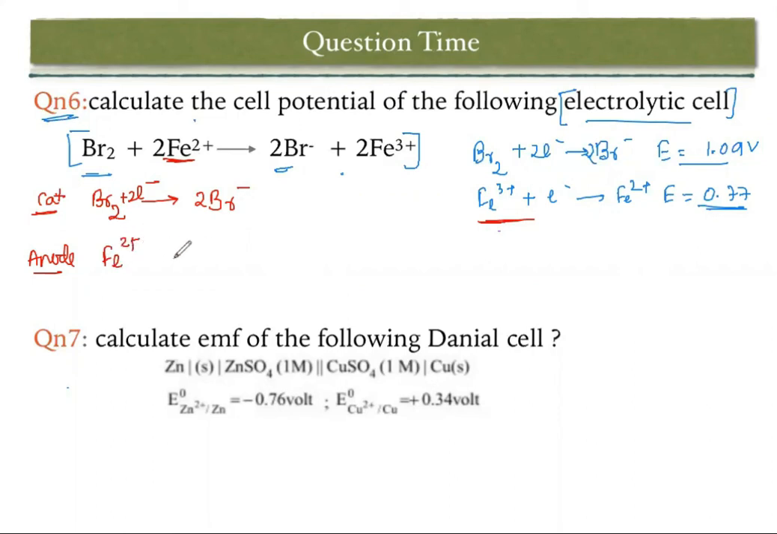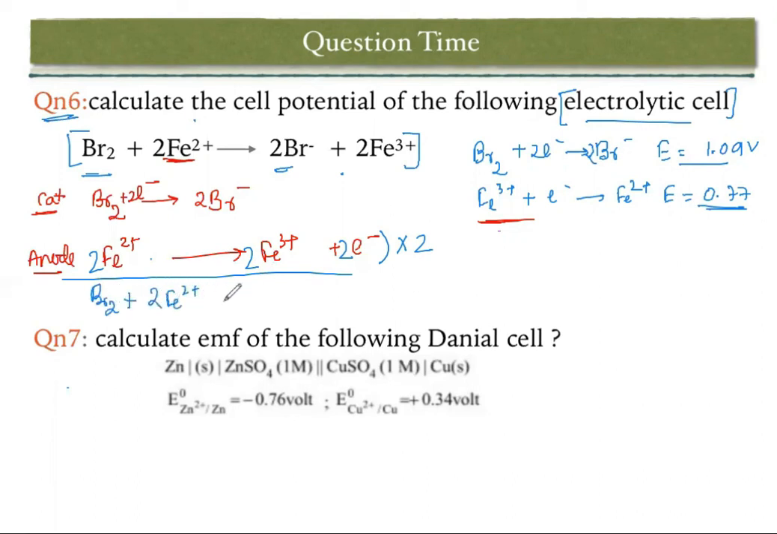Fe2+ to Fe3+ plus 1 electron. Now as the number of electrons are not balanced, we have to balance the equation. To balance the equation, multiply it by 2. So here it is 2, 2 and 2. Now you just add it. So what is the net reaction? This is Br2 plus 2 Fe2+ gives 2 Br minus plus 2 Fe3+.